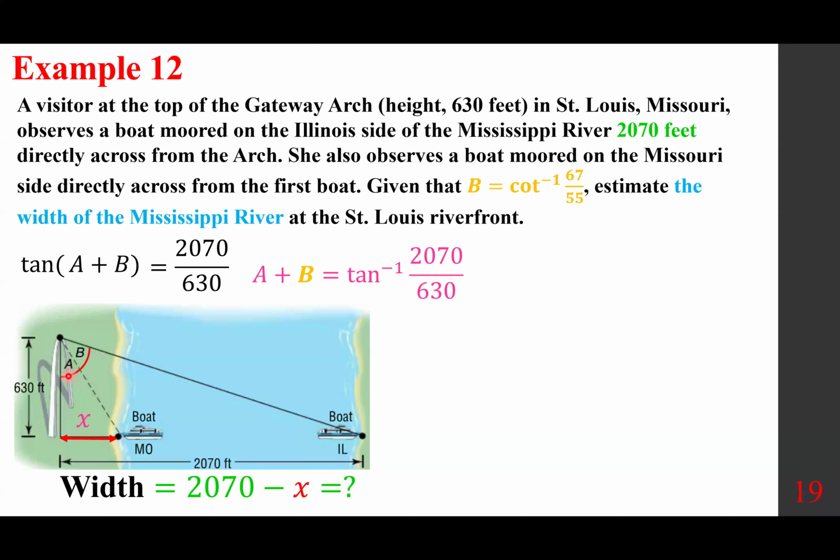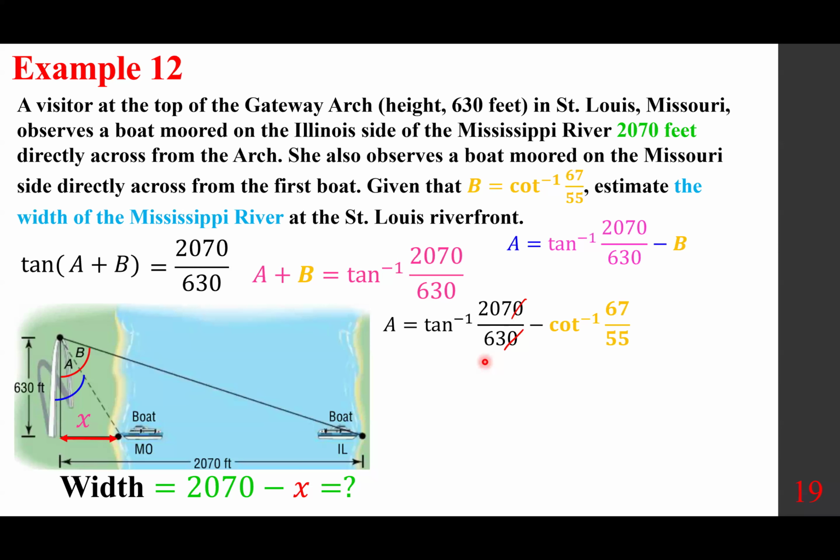what is A? I need the angle A to get to X. Angle A must be this minus B. And B is cotangent inverse of 67 over 55. Again, I'm still carrying this 0 on purpose, class, because I want you to see where the numbers are coming from. Now you put this into a calculator, it gives you an answer. You put this into a calculator, it gives you an answer.